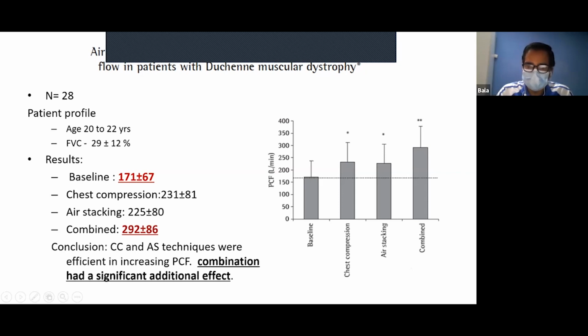Just want to share some evidence. I know the time is 39. I'll just quickly go through this.